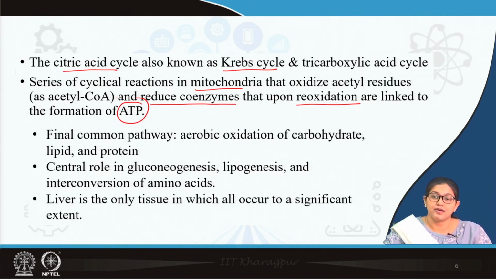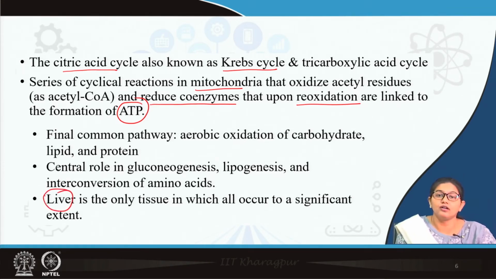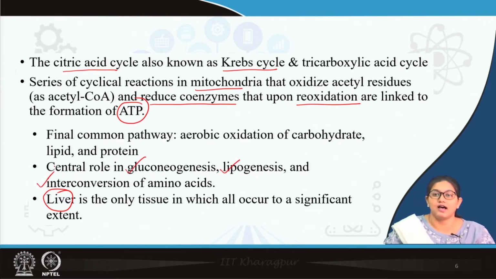And with respect to TCA cycle, liver is the most important organ because this is the only tissue where all of these metabolic pathways are happening to a significant extent.